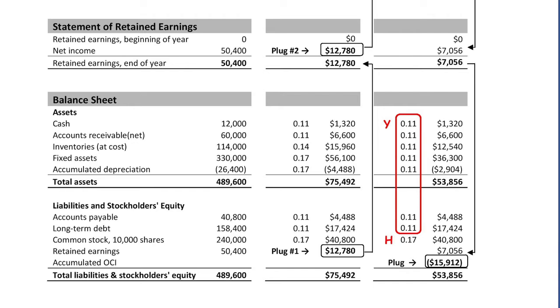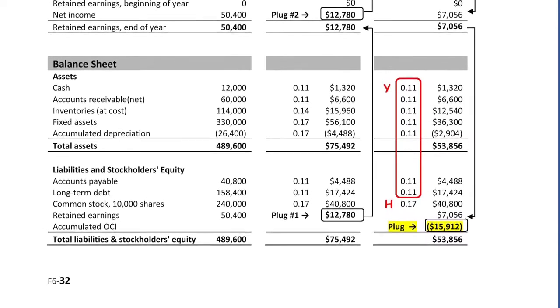Now the assets section and the liabilities and equity section of the balance sheet do not match. To match them, we have a plug under stockholders' equity called accumulated OCI. So highlight plug, and that is a negative 15,912. So this is a loss on foreign currency translation of $15,912.